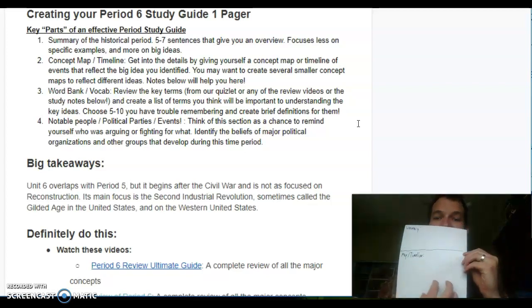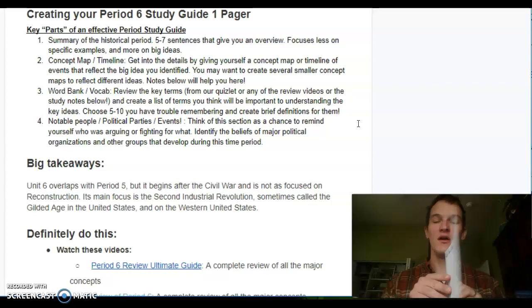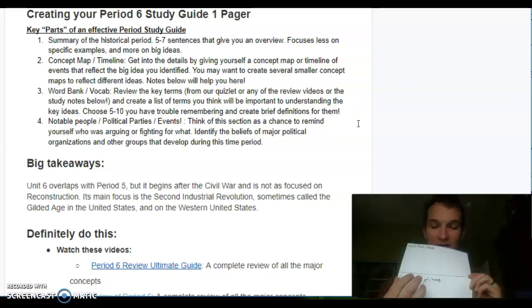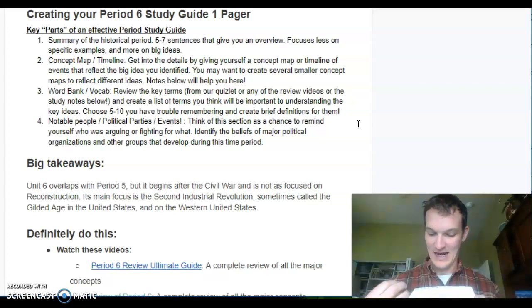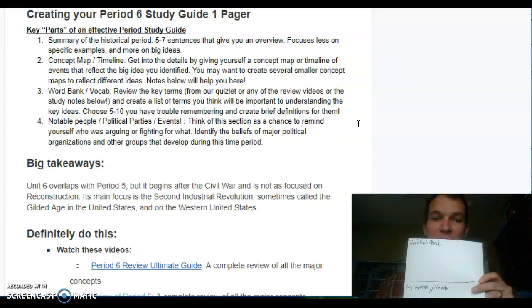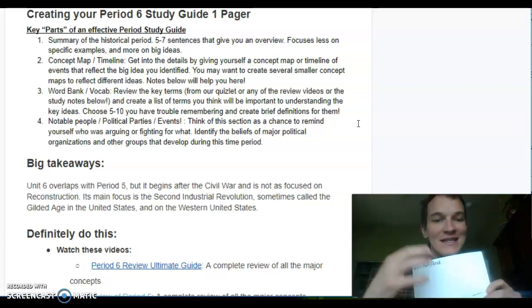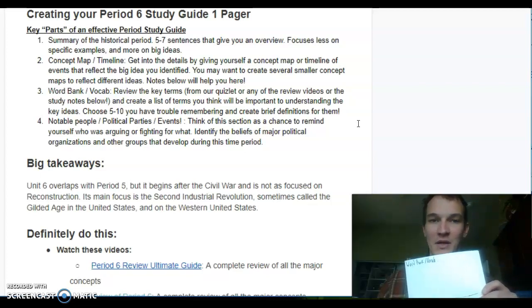Your study guide has to have a concept map or a timeline, whatever works for you, a visual. Your study guide has to have, to you, the most important vocabulary from period 6. And then finally, your study guide has to have the most important people, political parties, or events, the turning points of period 6. Think about the turning points, the years, the events that changed everything in period 6.